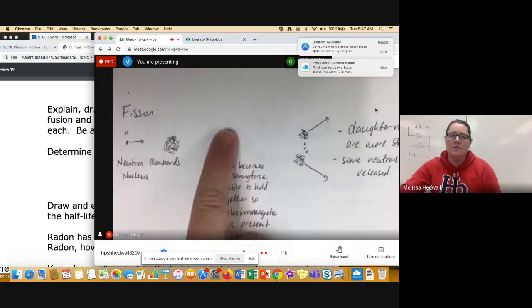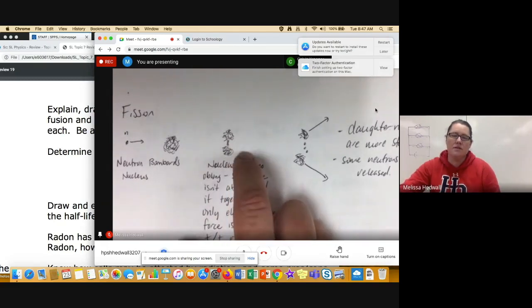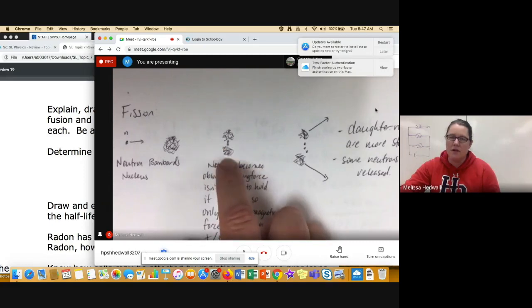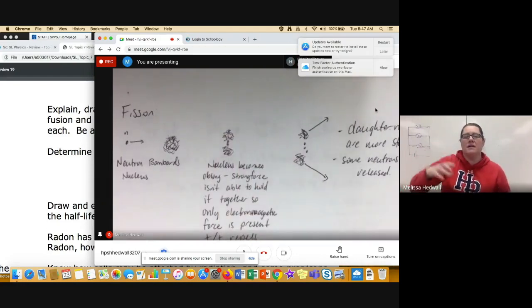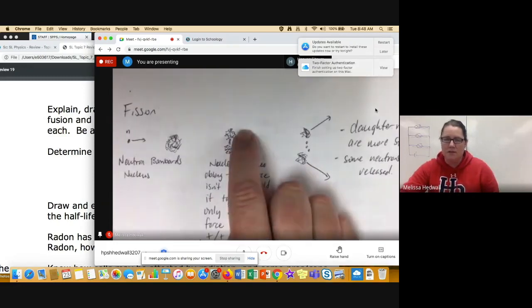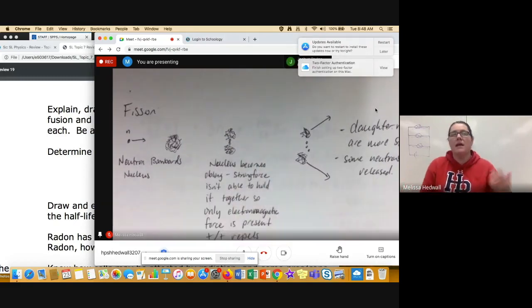When it ends up being more oblong, your ends are far enough apart that the strong nuclear force isn't holding them together. The strong nuclear force is holding all these protons and neutrons together, but it's not holding the ends together. That creates a positive charge on each end because you have protons in both of them, and so then they repel. When they repel, they end up in more stable nuclei.